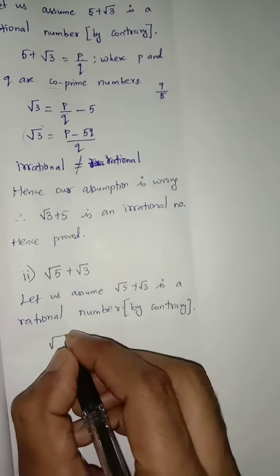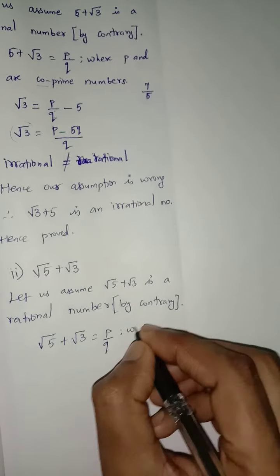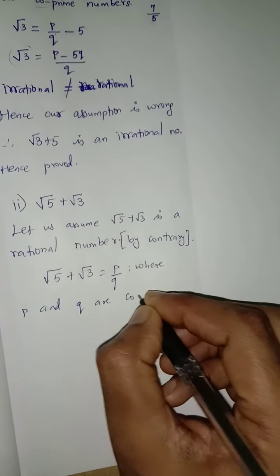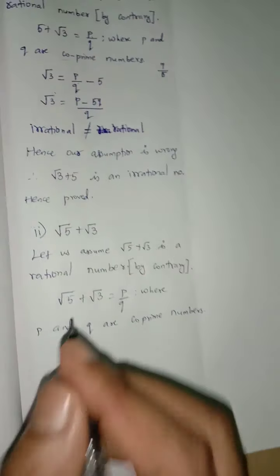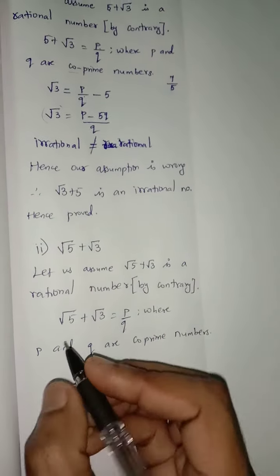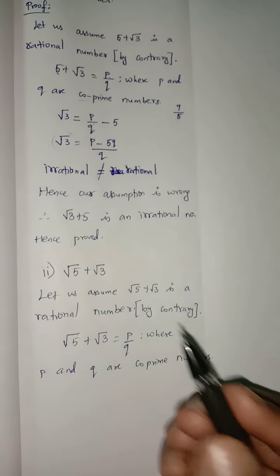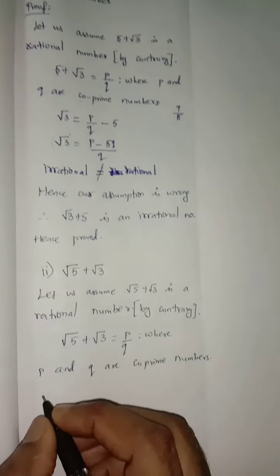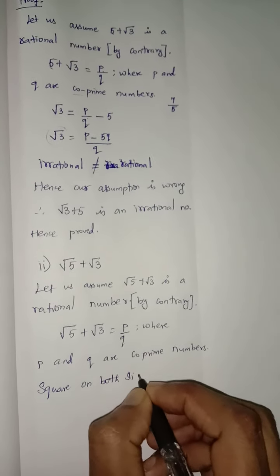Second, if it is rational, how can we express it? p by q, where p and q are co-prime numbers. This is also important. Each and every word in this kind of question is very important. Here, earlier we had one integer and one irrational number, but in this question both are irrational numbers. If the question is like this, one more step is added, that is, squaring on both sides. Square on both sides.